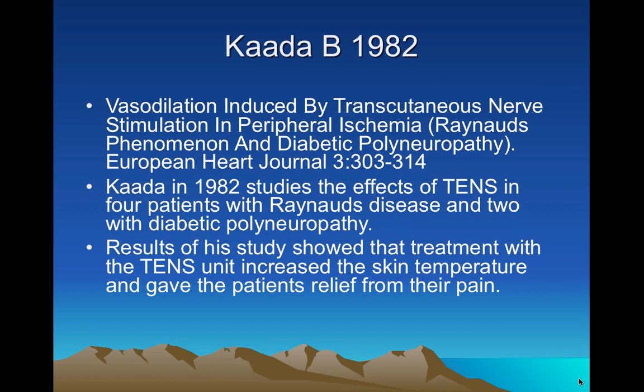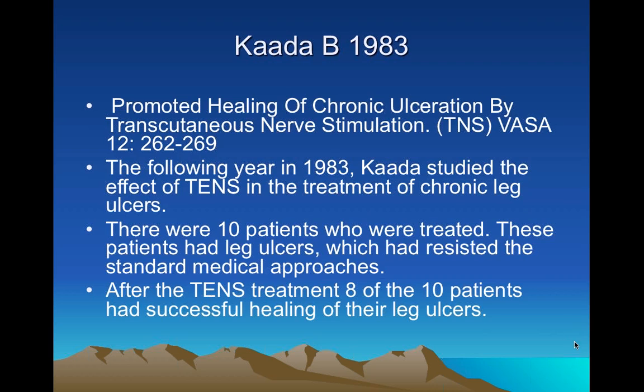This is a study done with peripheral ischemia, Raynaud's and diabetic polyneuropathy. And it showed an increase in circulation, an increase in skin temperature, and a decrease in pain with microcurrent. So another study that shows that microcurrent improves circulation.